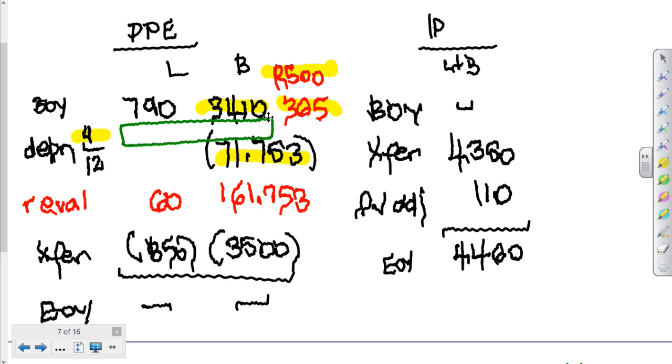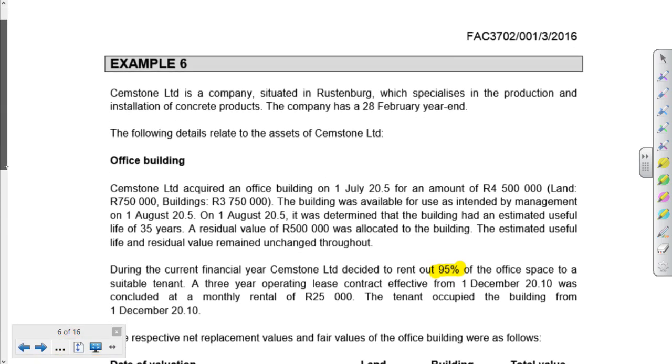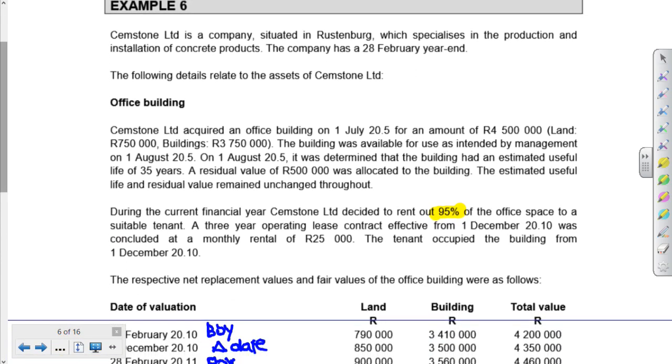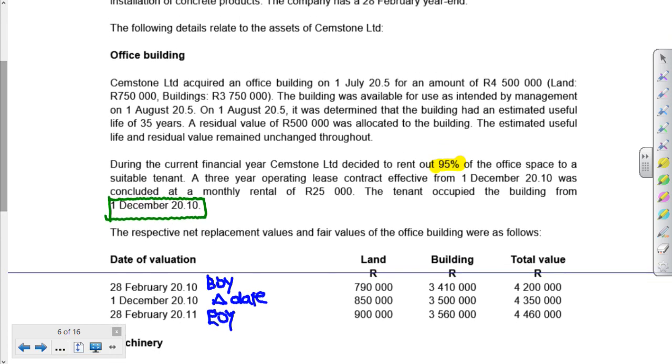I need to depreciate that building not to beginning of year, but to the date of the transfer. The asset use changed 9 months into the year. If we look at the information, it says they decided to rent out, and a 3-year lease effective from 1 December started. They've given you the dates from 28 Feb to 1 December, which was 9 months.